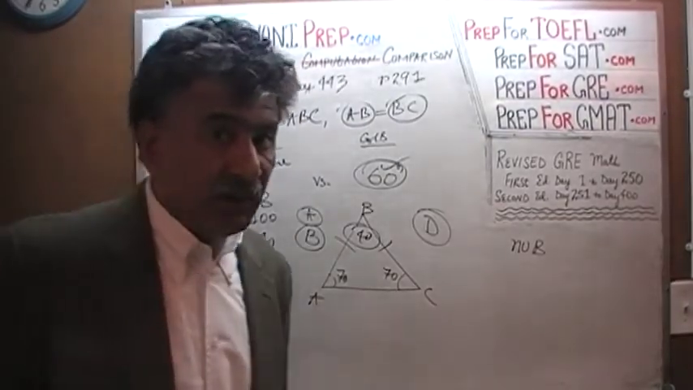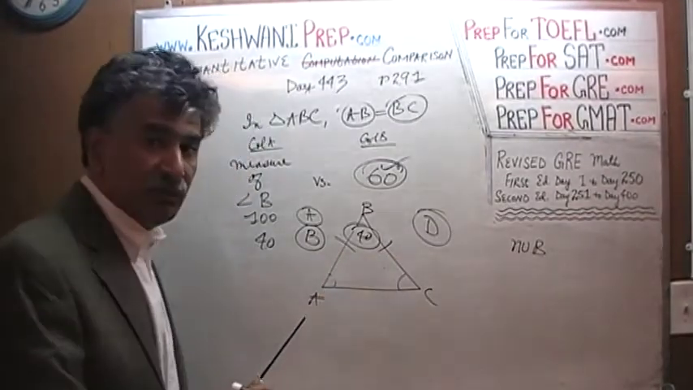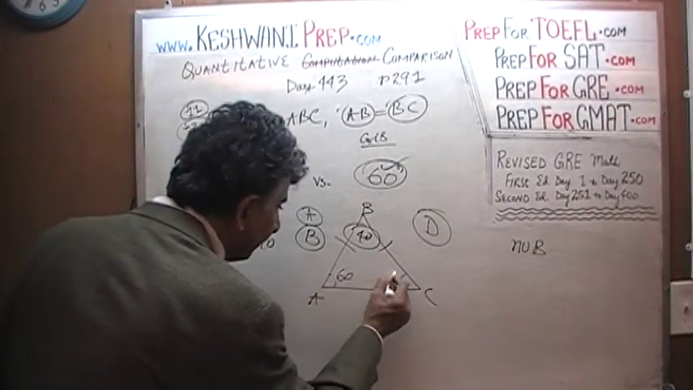But of course, there is one more possibility, one more scenario, which is that perhaps we may have a situation like this. Maybe this is 60 and this is 60.